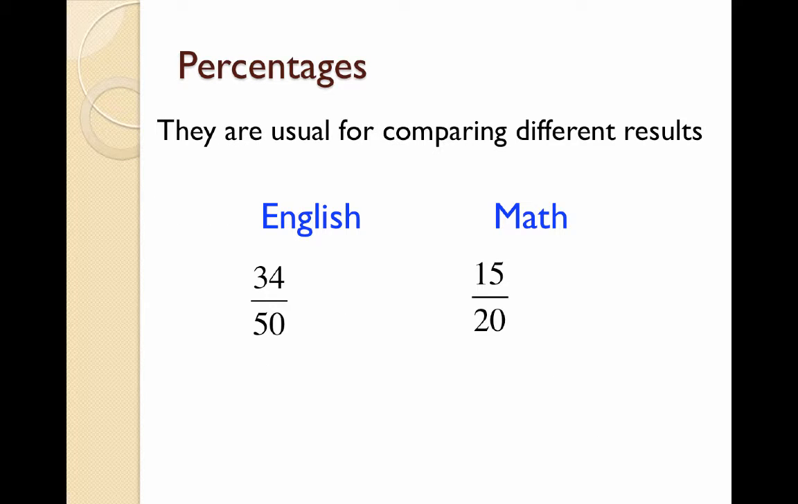They're also good for comparing different results. Here we have two results, one for English and one for math. We got 34 out of 50 for English and 15 out of 20 for math. They're both out of different amounts, so it's hard to tell which one we did better in.